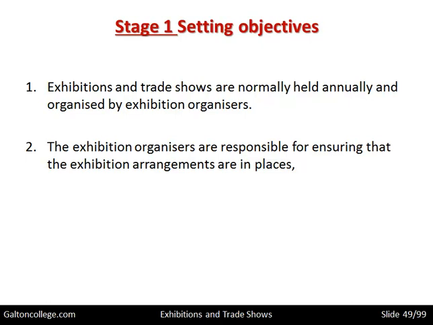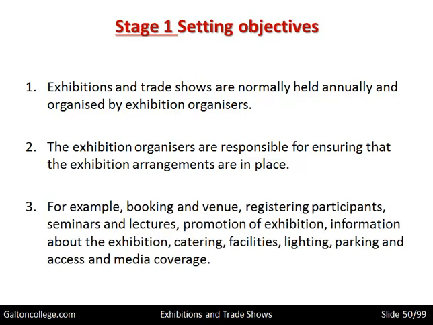The organisers must make sure that the hall is booked, and that it's safe, and that it's suitable, and of sufficient size to hold the number of exhibitors that are likely to present themselves. So booking the venue, registering participants, seminars, lectures, promotion of exhibitions, information about the exhibition, catering facilities, lighting, parking and access, I should say, and media coverage, and special provisions for people who are disabled, who may be in wheelchairs, and there's good access to the exhibition.